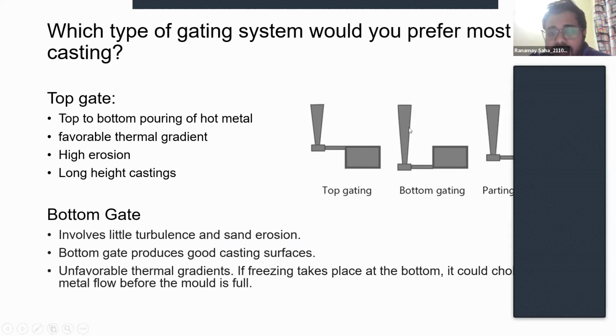So there is a trade-off between top and bottom. However, in bottom gating, there is always the least erosion, almost negligible erosion. So for that, what we go for is the parting gating system.